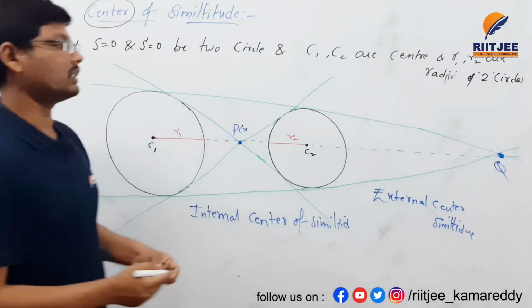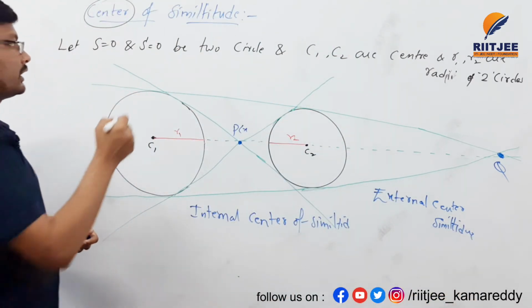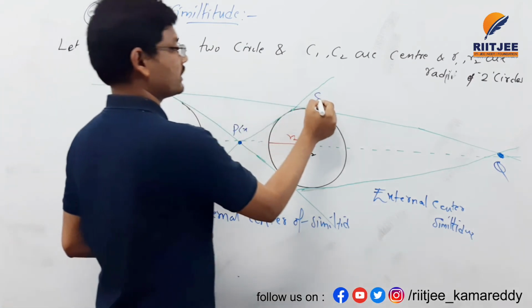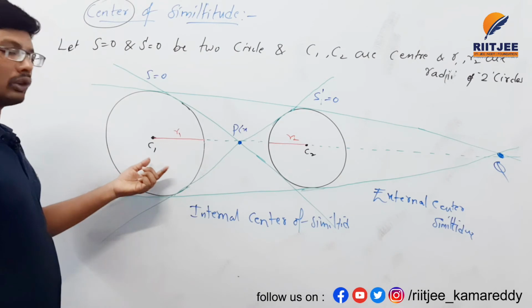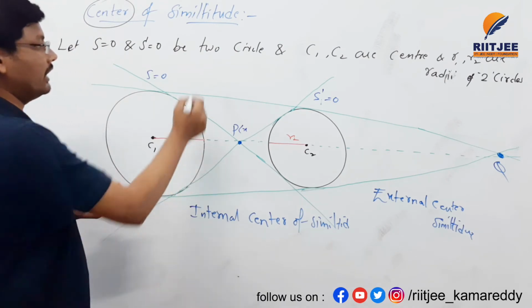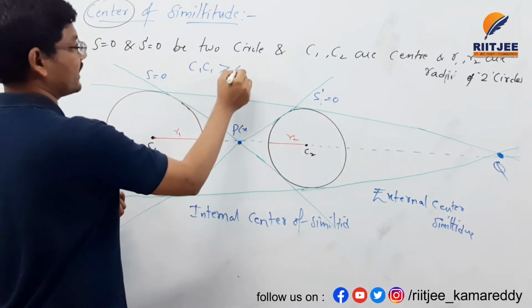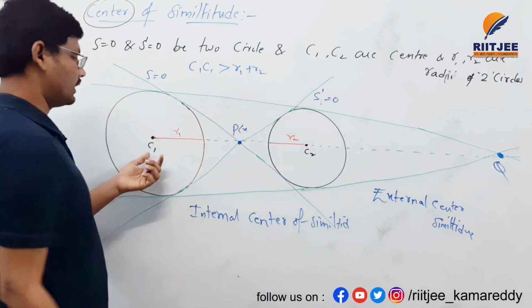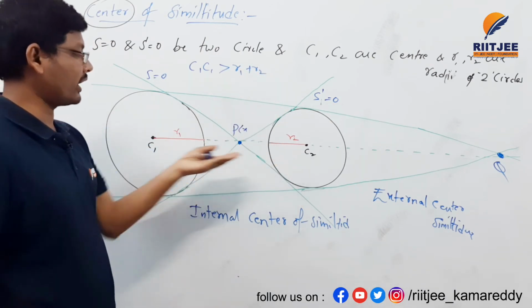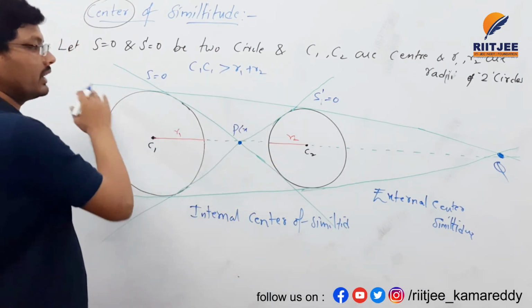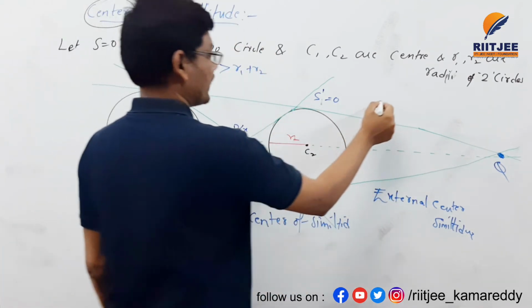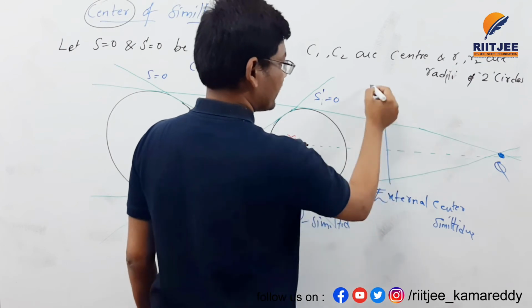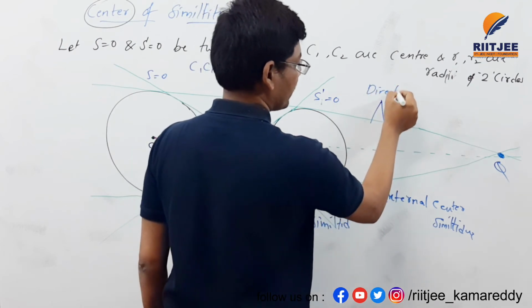Here, first I am taking S = 0 and S' = 0 as two circles. For those two circles, the condition is C1C2 is greater than R1 + R2. Hence I am drawing these two circles here. For those two circles I am drawing tangent lines. These two are direct common tangents.